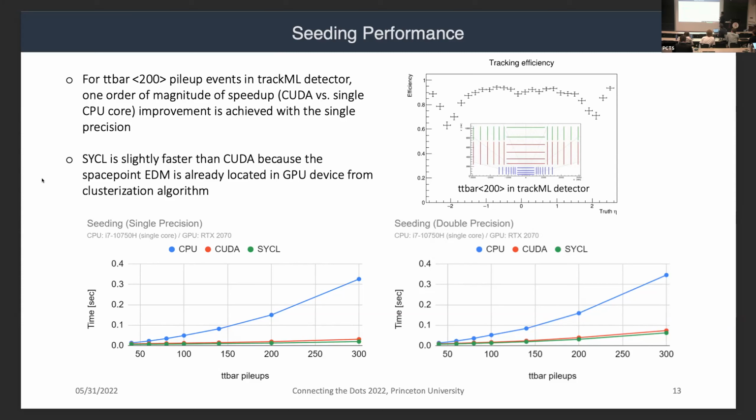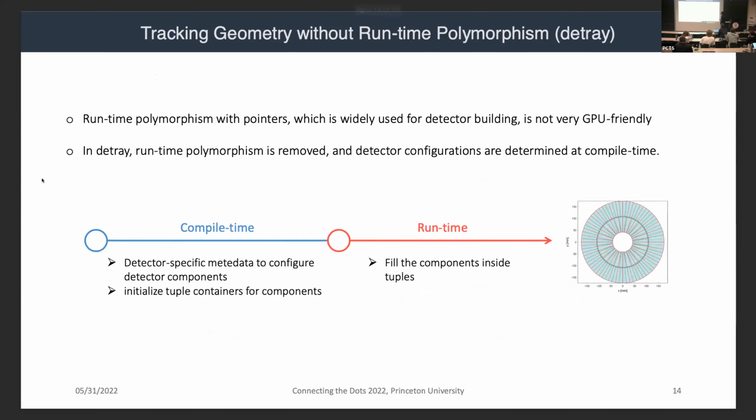And also in double precision, it's not as good as the single precision benchmark, but it's quite understandable because the RTX GPU is not supposed to be good for double precision. And for the Kalman filtering or combinatorial Kalman filtering, as I said, we need a tracking geometry input.